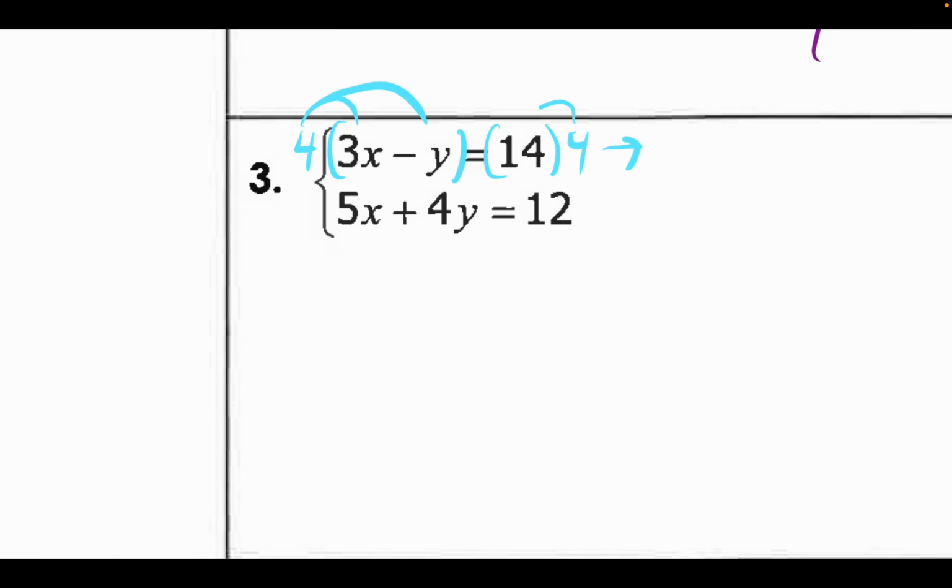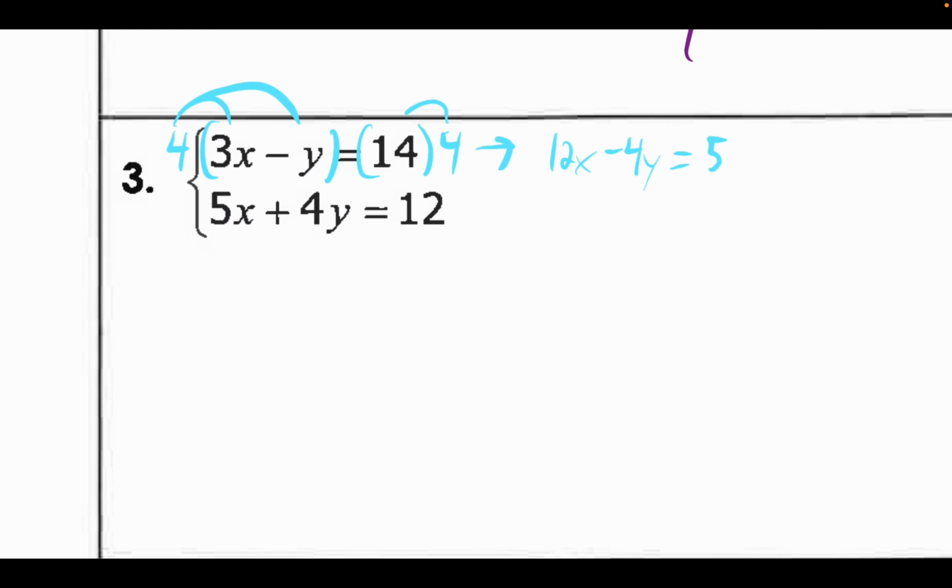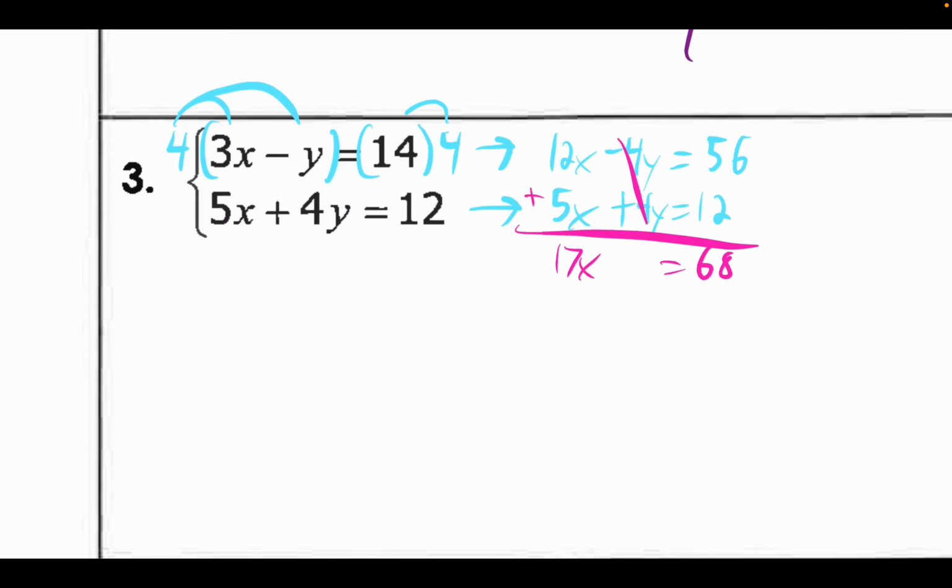And in doing so, we end up giving ourselves 12x minus 4y equals 56. The bottom equation just needs to remain the same, giving us 5x plus 4y equals 12. And if we combine, we end up getting 17x, no y's, and 68. Dividing by 17 results in x equaling 4.